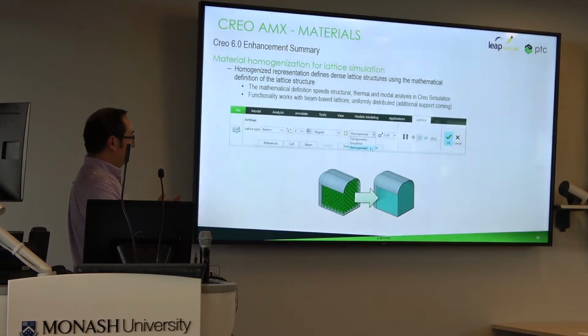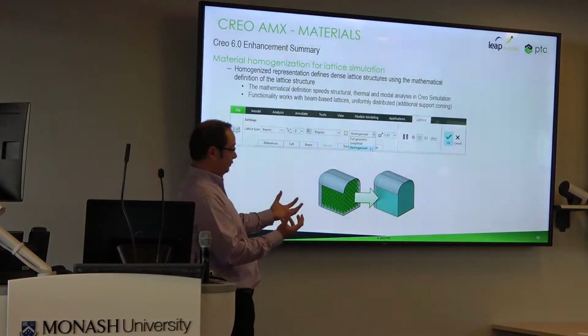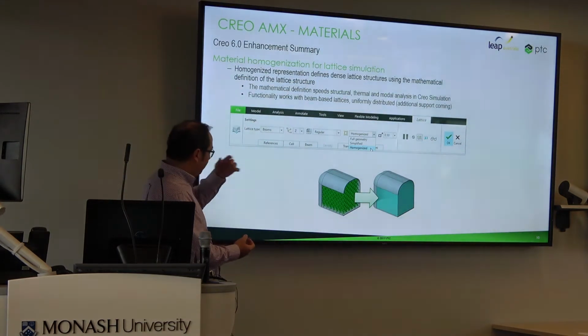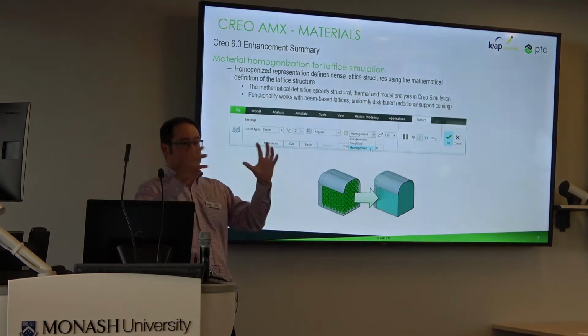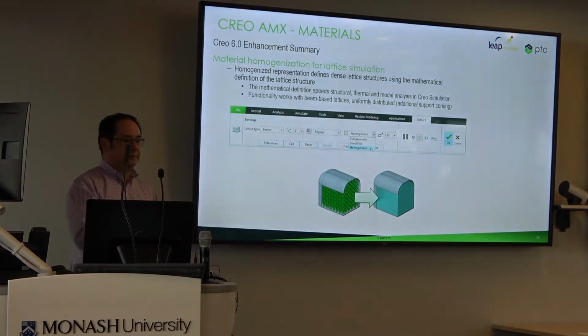Homogenization. So sometimes you might want to create a really, really dense lattice, which yes, it's fast from Creo 6, but some of the options might still take a while. So rather than modeling the lattice, you can actually model it as a homogenized material. So it essentially creates a solid that has the same physical properties as that lattice would have.